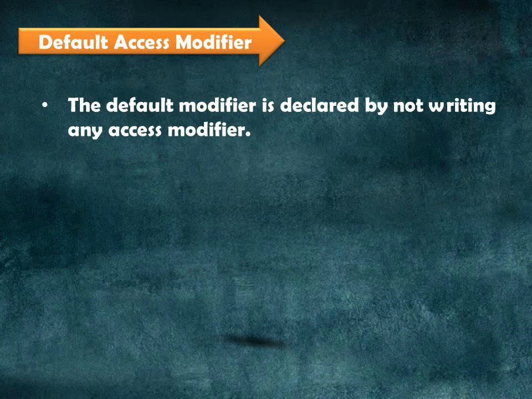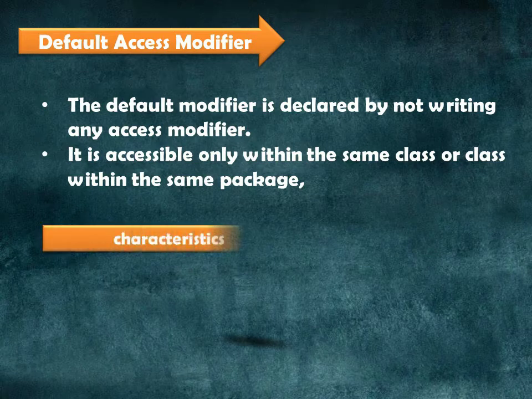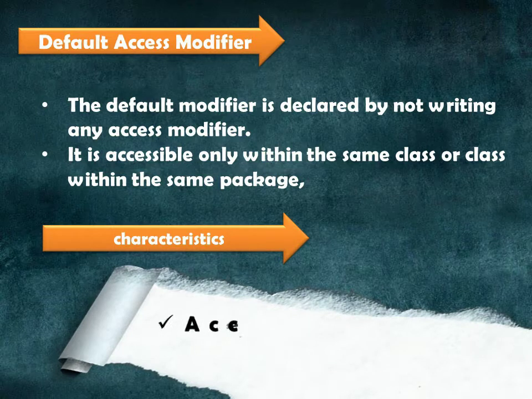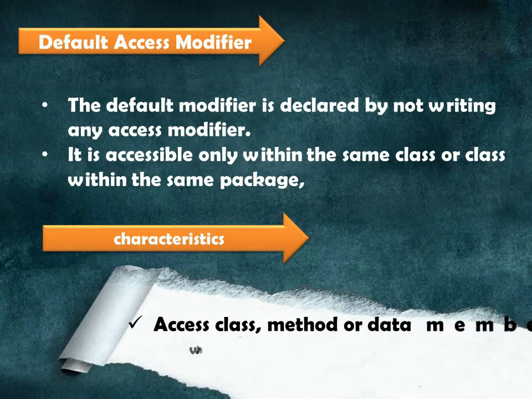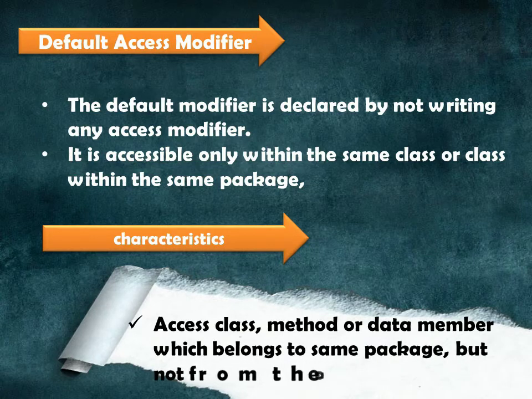Okay, so next we'll move on to the default access modifier. Default modifier is declared by not writing any access modifier. It is accessible only within the same class or within the same package, but not from the outside package. So here are the characteristics. Classes, data members and methods can be default accessed. Using the default specifier, we can access a class, method or data member which belongs to the same package, not belonging to the outside of the package.